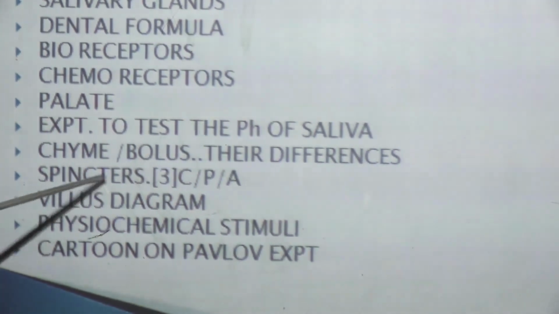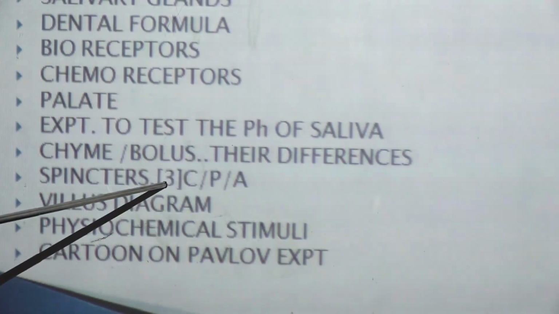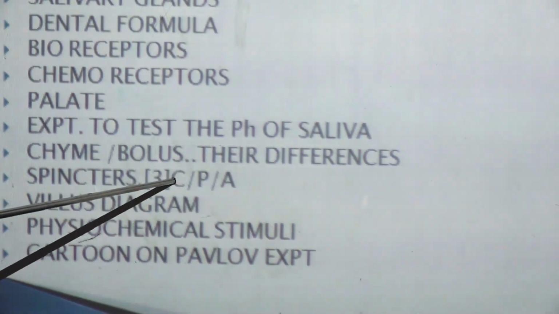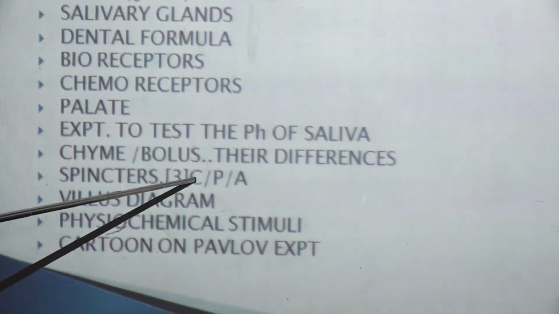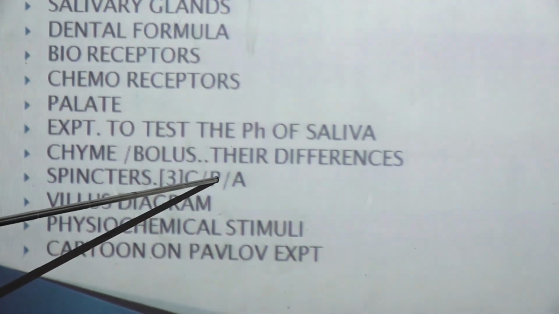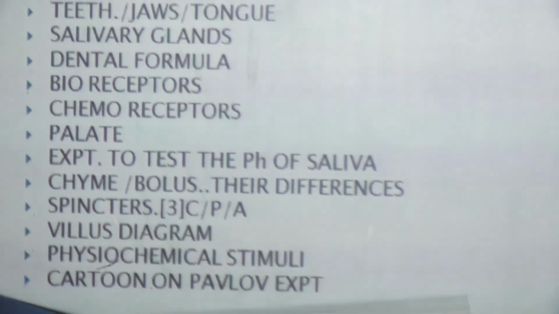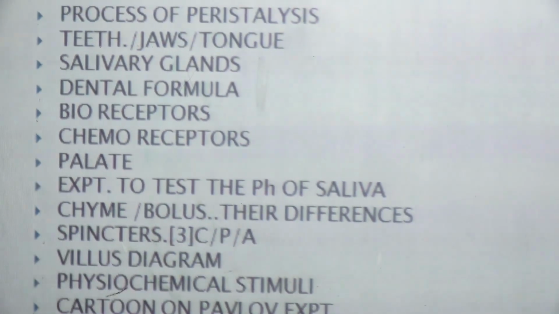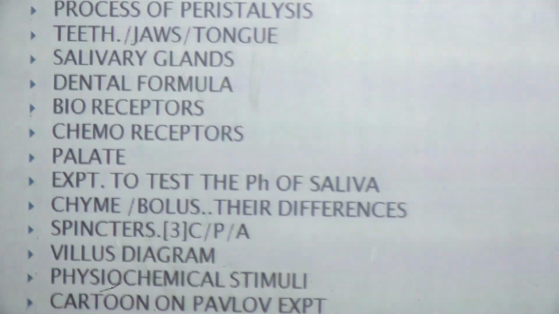And already I told you, if the paper is difficult, sphincters are asked. So 3 sphincters are there in the human gut. Cardiac sphincter in between the esophagus and starting point of the stomach. Pyloric sphincter in between the duodenum and stomach. Anal sphincter, the last ending part of the human gut. Sphincters are there. They are 3 in number.